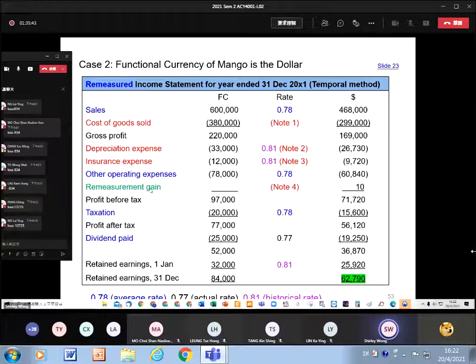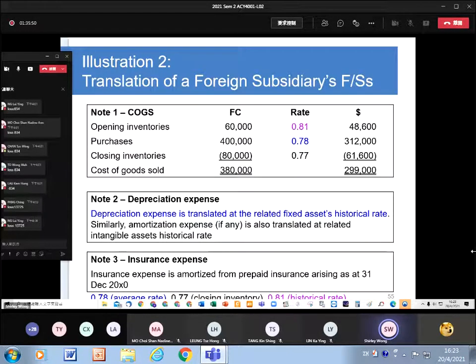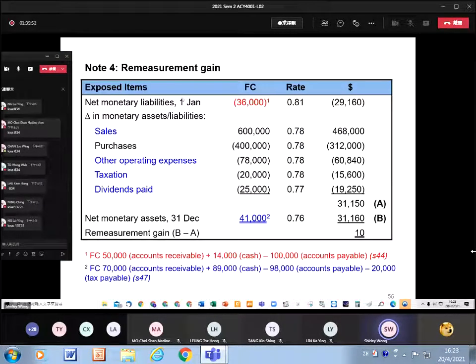And then we need to calculate the gain. So how to calculate the gain? Let's have a look. So when we calculate the gain, actually we also go from opening to ending. But this time we do not use net asset. Instead, we use net monetary asset or net monetary liability.